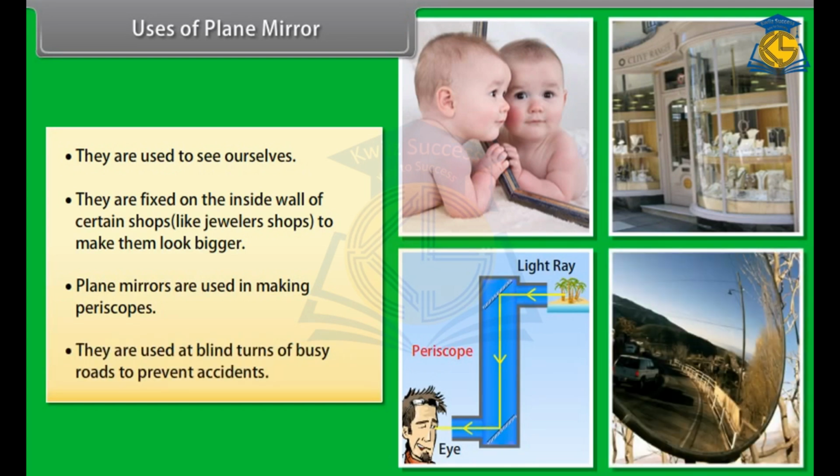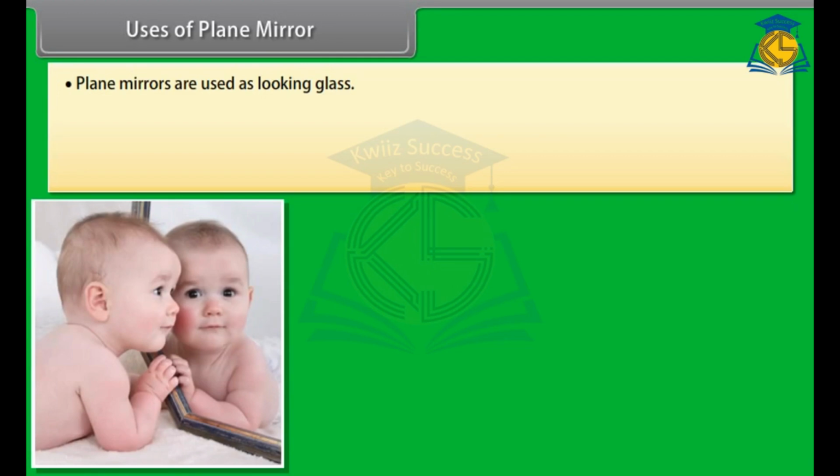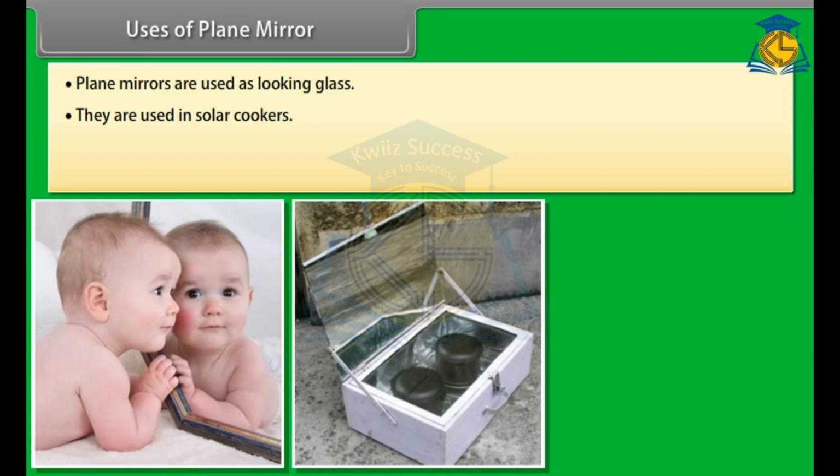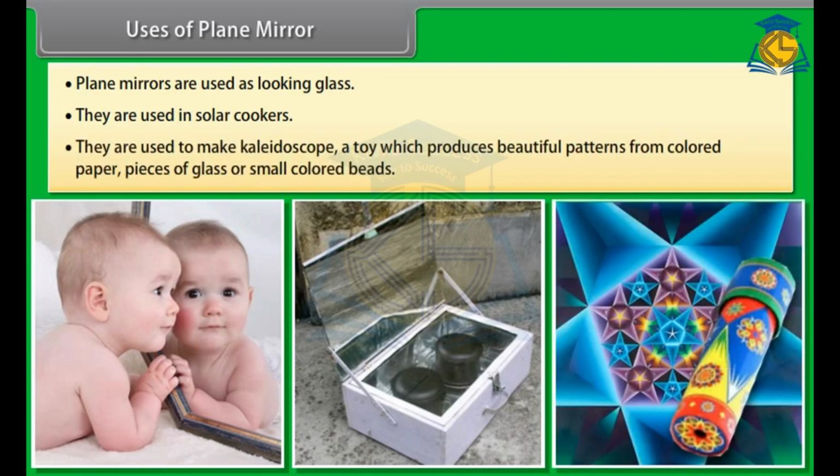They are used at blind turns of busy roads to prevent accidents. Plane mirrors are used as looking glass. They are used in solar cookers. They are used to make kaleidoscope, a toy which produces beautiful patterns from colored paper, pieces of glass, or small colored beads. Laws of reflection.